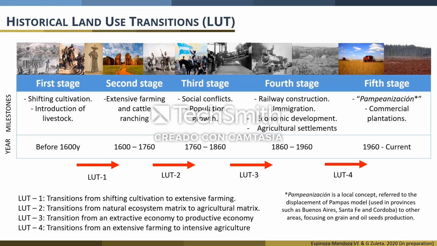So here you can see that we try to put some information such as the 5 stages with their respective milestones and years. But I think the most important thing here is that we can obtain it for historical land use transition for our study area. At the bottom of your screen, you can see these 4 major LUT: 1, 2, 3, and 4.